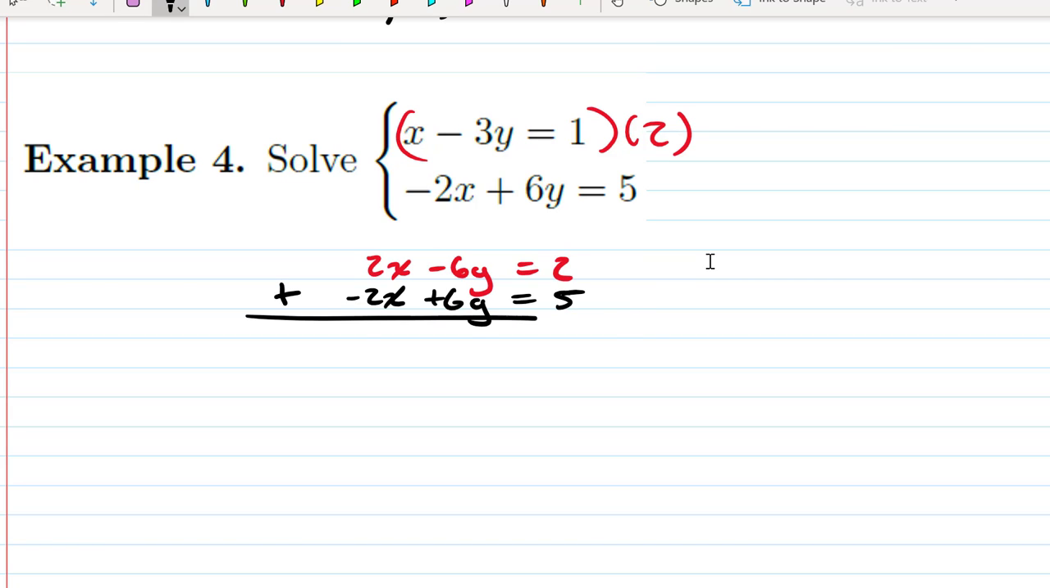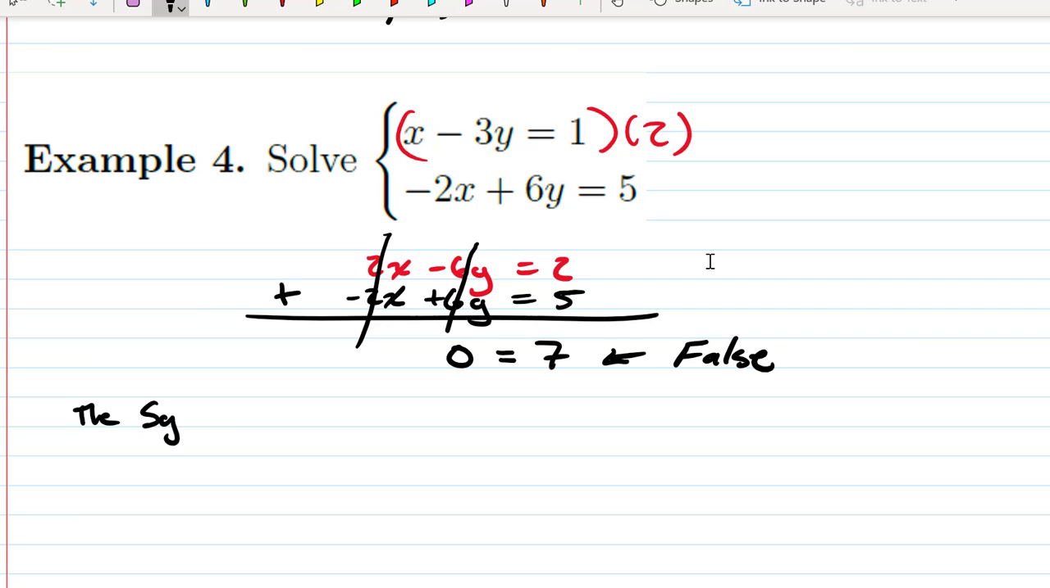And then I want to add the equations, and my x's eliminate as I expected, but something unexpected happens. The y's also eliminate, so the left-hand side becomes 0, and then 2 plus 5 is equal to 7. And now I'm left with the equation 0 equals 7. Well, that's not a true statement. That's false. So when this happens, the system has no solution.